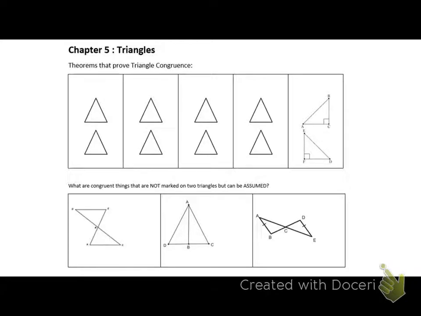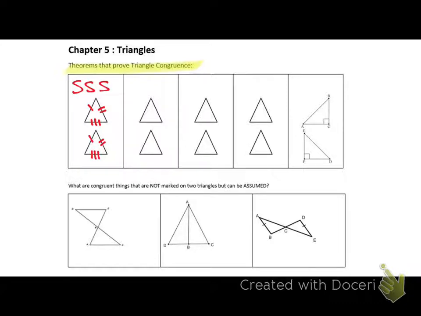There are 5 theorems that prove triangles are congruent. What is the name of one of them? Side, side, side. What does side, side, side say? What would be congruent on side, side, side? All the sides. This is in the box if you don't have it. So 3 sides would be congruent to 3 sides.